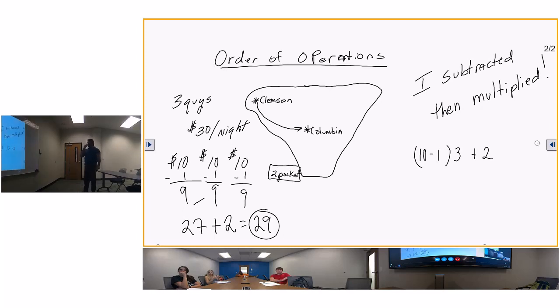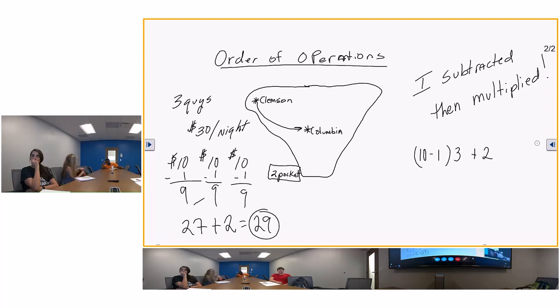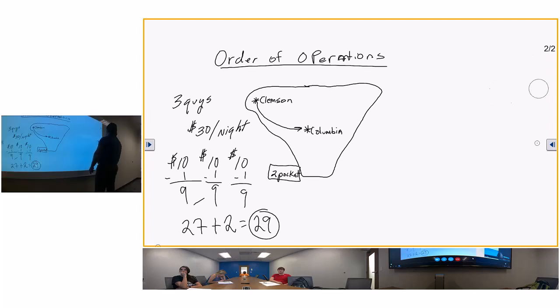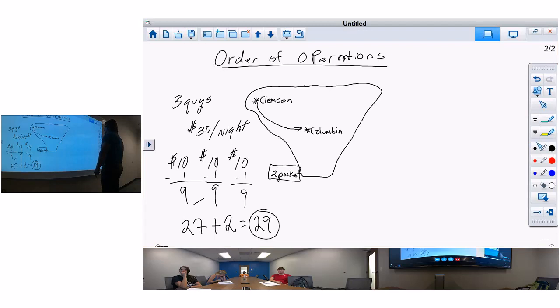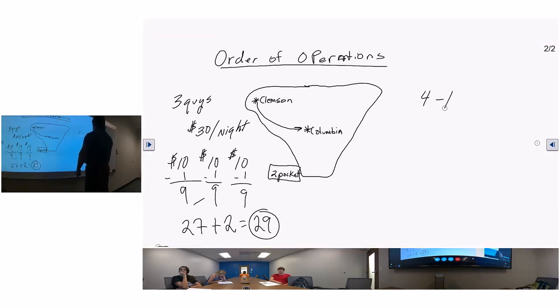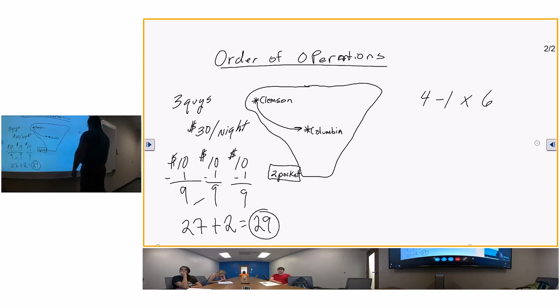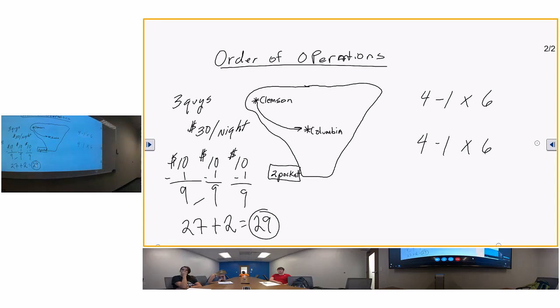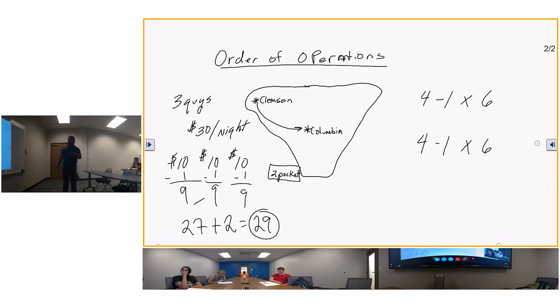Now, what if I multiplied first? Yeah. You multiply 3 times 10 and then subtract it, that would work out better. It's kind of like if you do this. Let me give you an example, a good example, that you can understand. We're dealing with subtraction and multiplication, right? So 4 minus 1 times 6. And then 4 minus 1 times 6. There's 2 equations. You got 2 choices. You can do the subtraction first, or you can do the multiplication first.